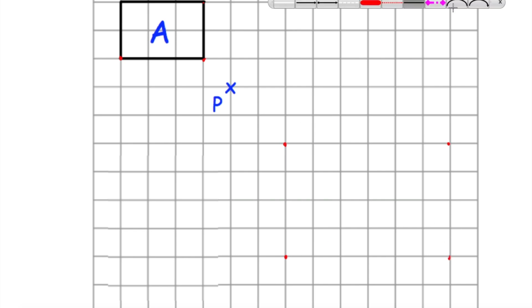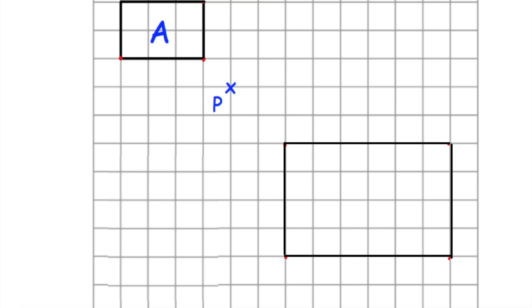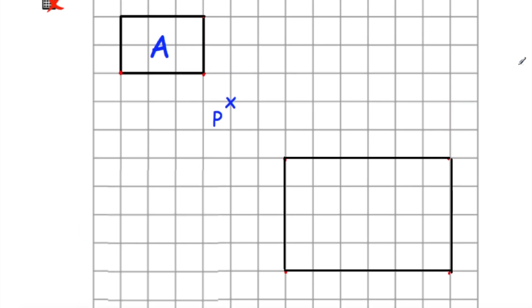Now let's just join them up. And that's it, we've drawn the rectangle, and the question doesn't say we have to label it anything, so that's it, we've enlarged this rectangle A by scale factor -2 using P as a centre of enlargement, and it would be there, just making it twice as far away in the opposite direction.